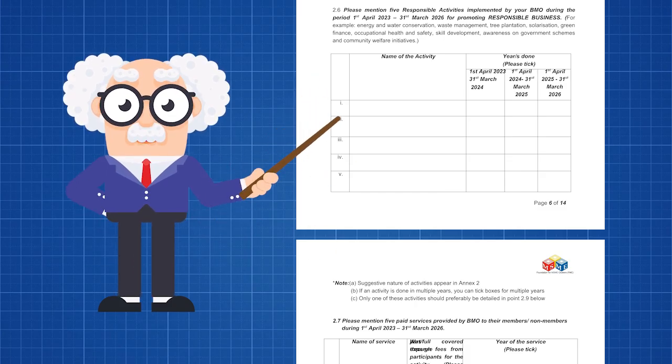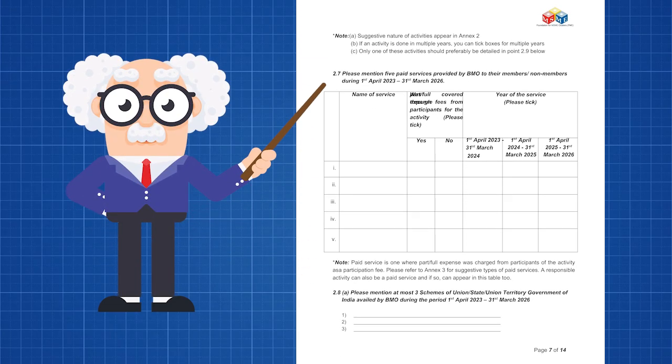If an activity was done across multiple years, you may tick more than one box. Please note, a full suggestive list of responsible activities is available in Annex 2 of this form, which we'll cover shortly. Also, out of these 5 activities, only one should be selected to be described in detail later in Point 2.9. Point 2.7, 5 Paid Services, Section 2.7.